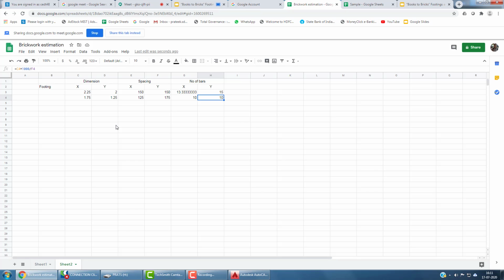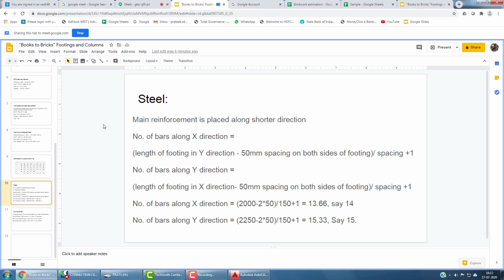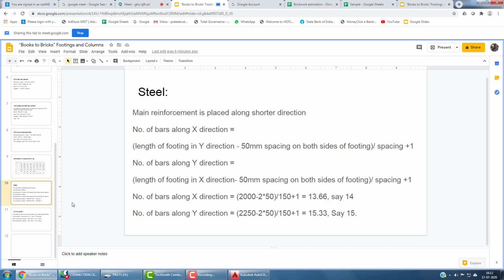Yes, spacing along y is 175. Yes, good. 10 bars in both x and y direction. I hope you are clear now how to calculate number of bars. Any doubt in this? Yes, 10 on both sides, which is right.